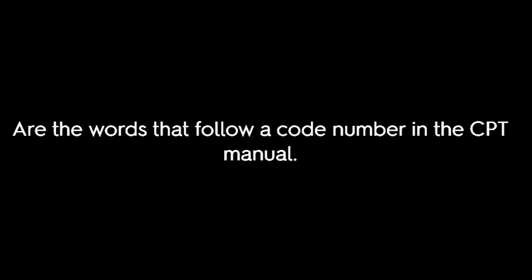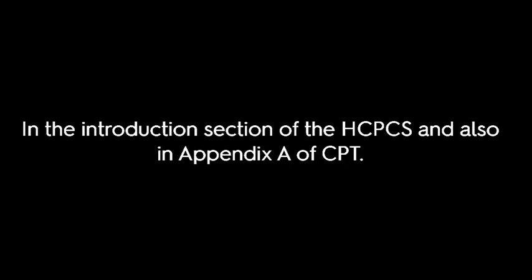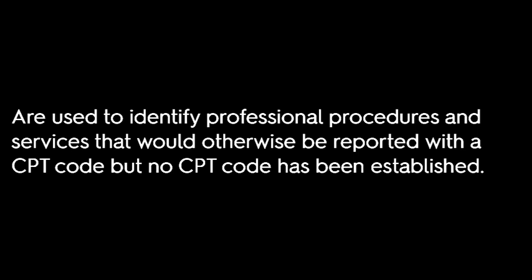Define the procedure service descriptor. Are the words that follow a code number in the CPT manual. Level 2 national modifiers are located where? In the introduction section of the HCPCS and also in Appendix A of CPT. K codes are used to identify the use of durable medical equipment. G codes are used to identify professional procedures and services that would otherwise be reported with a CPT code but no CPT code has been established.